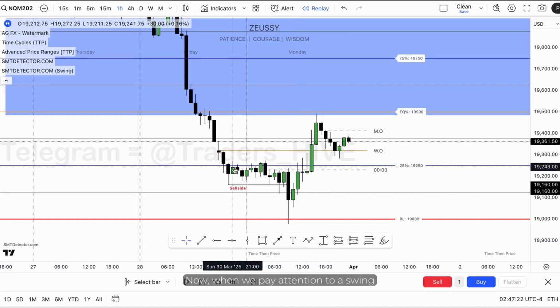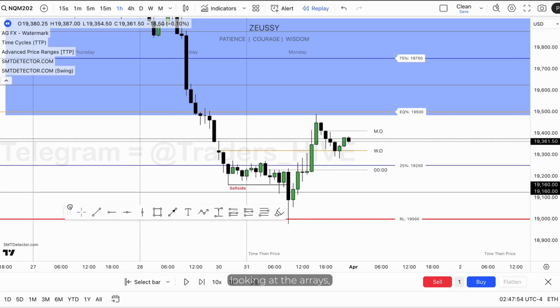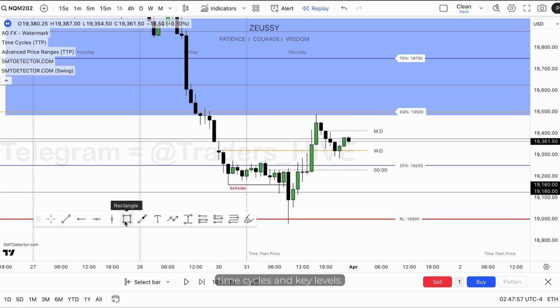Now, when we pay attention to a swing formation like this, because that is what our focus is going to be on, recognizing market swings, it's important to note that we pay attention to time cycles and price cycles, and we could even look at PD arrays, but in this case, I do not need any PD arrays because we're at levels which have been met a long time ago. We'd have to go far back into the past before we could even see any arrays, and therefore it's simply not worth looking at the arrays. Simply focus on the time cycles and key levels.